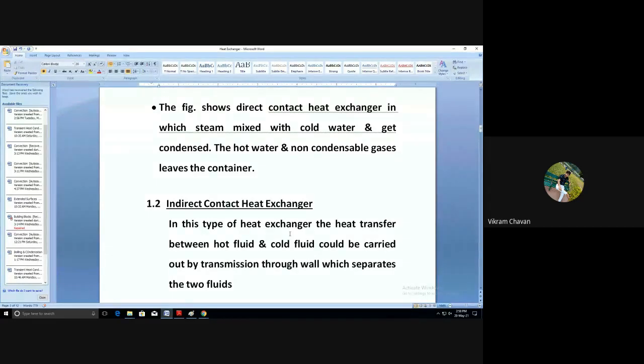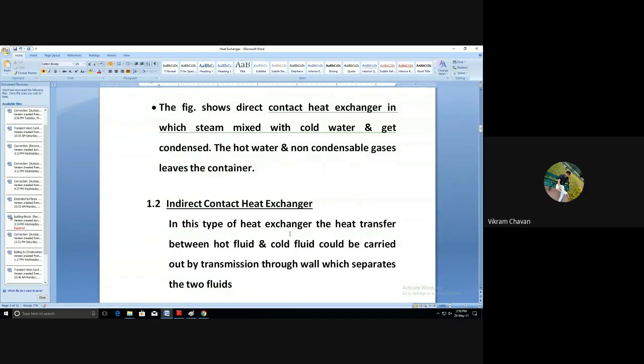The two fluids are separated, and first of all, the hot fluid will transfer the heat to that particular wall, and the wall will transfer the heat to the cold fluid. So in this type of heat exchanger, both the fluids are separated and not allowed to mix each other, and the heat will transfer across the wall. Such heat exchangers are called indirect contact type heat exchangers.